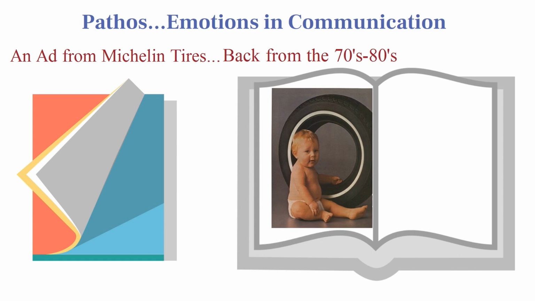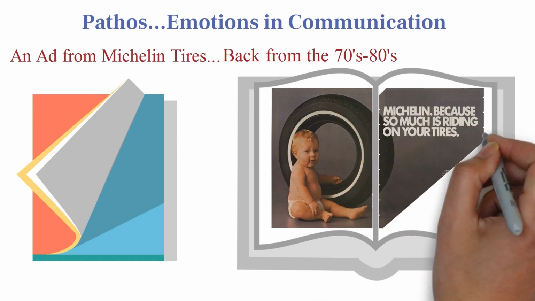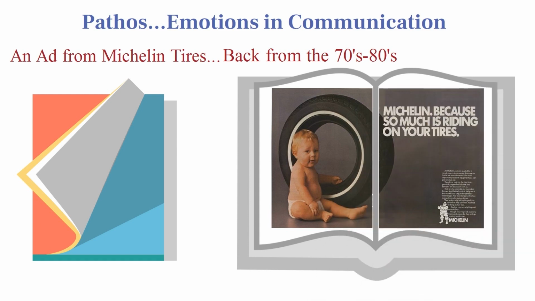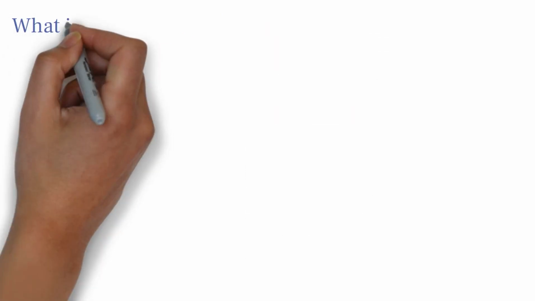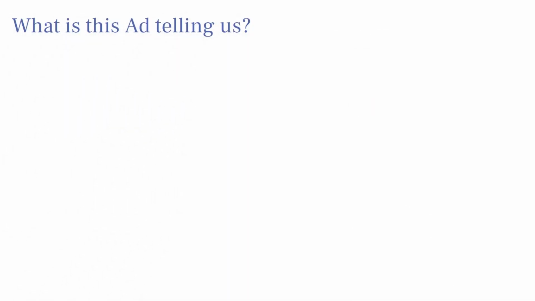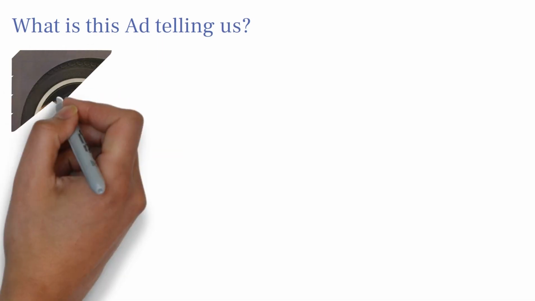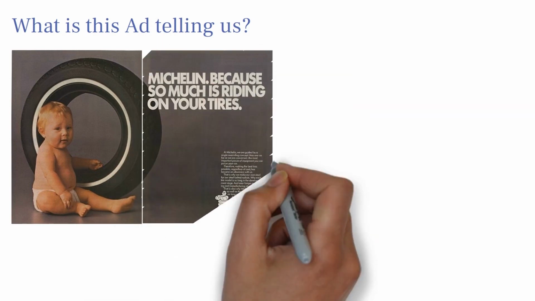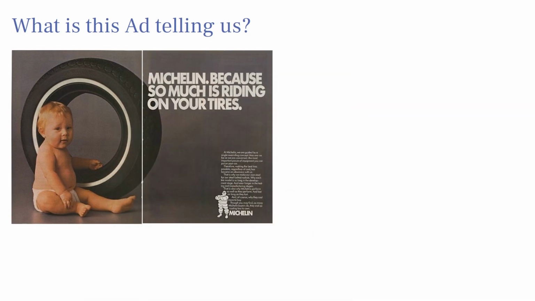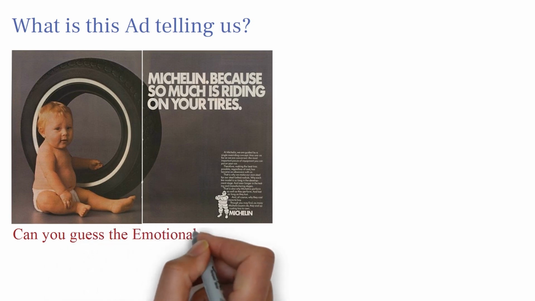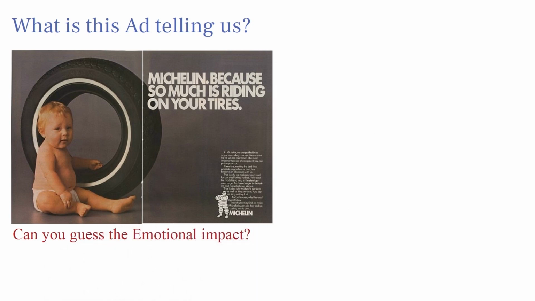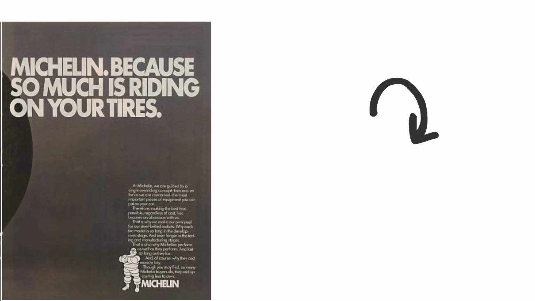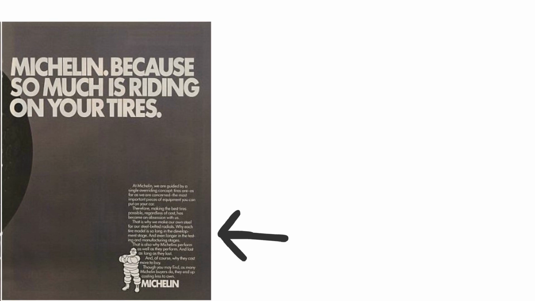On the second page, you see in bold white letters, Michelin, because so much is riding on your tires. Now think about that for a second. What is this ad telling us? What is it trying to invoke in us? So you have this picture of a baby with their hand resting on the tire, and you have Michelin talking about how much is riding on your tires. I bet you can guess the emotional impact and what Michelin is trying to communicate here, because the rest of the ad is in the lower right-hand corner, and it's a bunch of text that you can barely read if you have it all blown up like I do for the 2 pages.